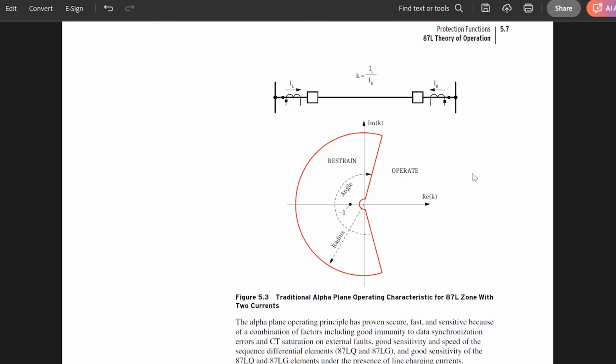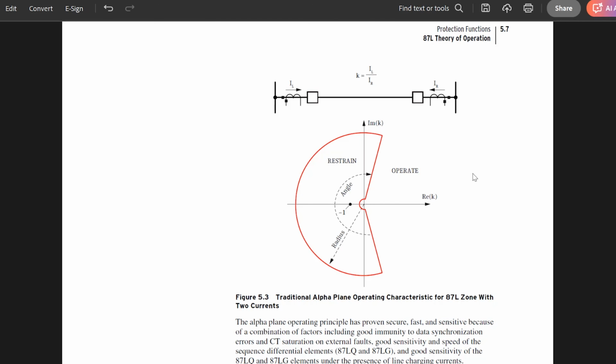Now, this operating characteristic defines when the relay is allowed to trip or not based on the ratio between the local current and the remote current. Each relay is independently performing this calculation and declaring a trip or not. It does this based on its own local current measurement, as well as the remote current measurements it receives from the other ends of the transmission line. And again, this characteristic provides good security against errors.